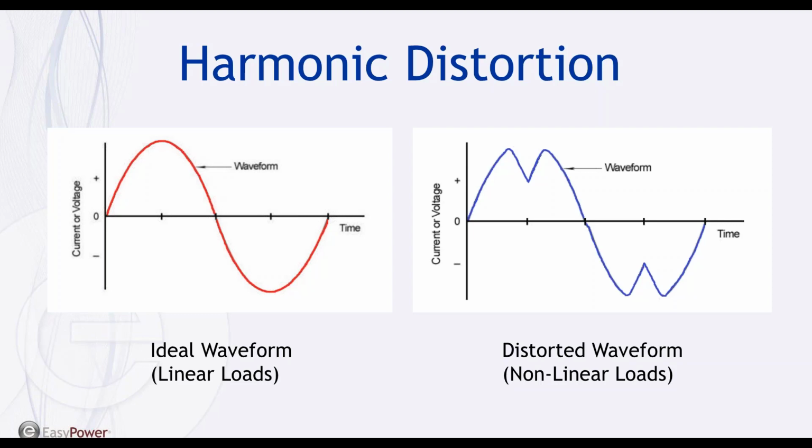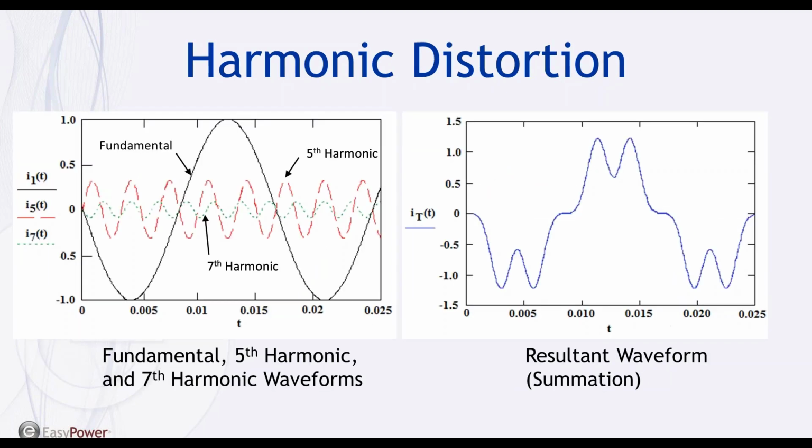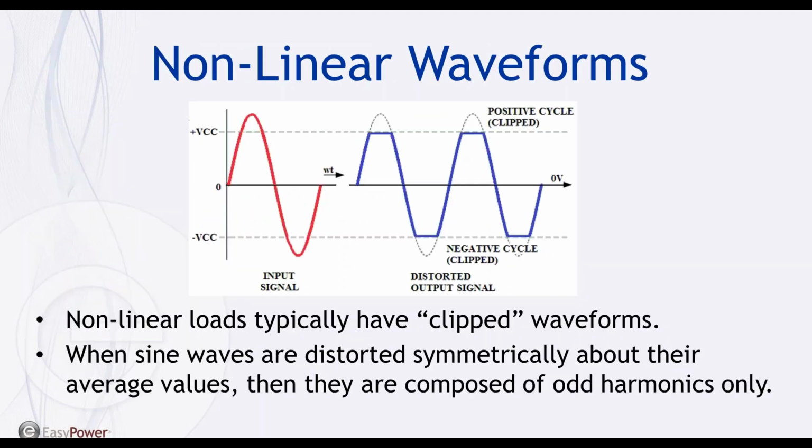However, no matter the level of complexity of the waveform, it's actually just a composite of multiple waveforms called harmonics. Here we have waveforms that show how the harmonic components combine to form a resultant waveform with much distortion. The graph on the left shows the fundamental frequency waveform combined with that of the fifth harmonic and seventh harmonic waveforms to form the graph on the right. And here we have a nonlinear waveform that shows clipping. This type of waveform is common in electronic devices having nonlinear characteristics such as computer-based equipment.